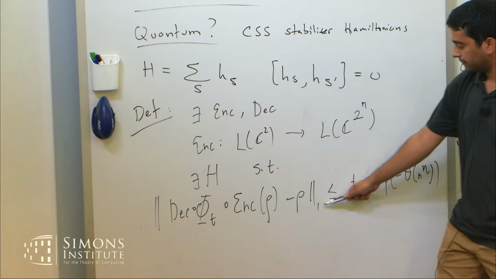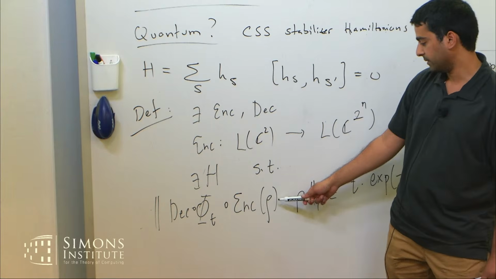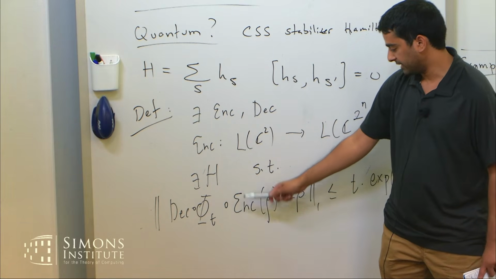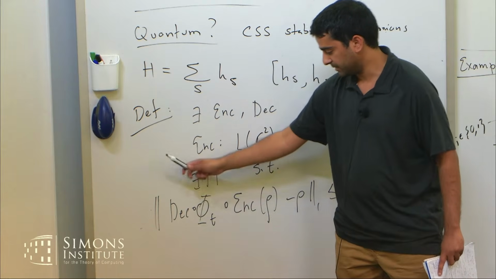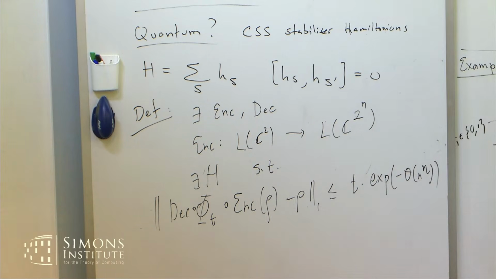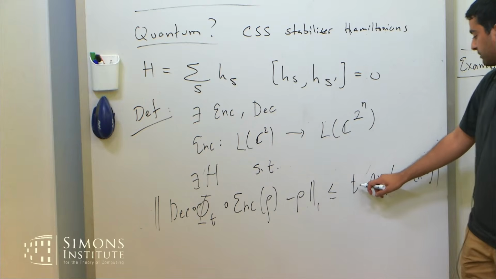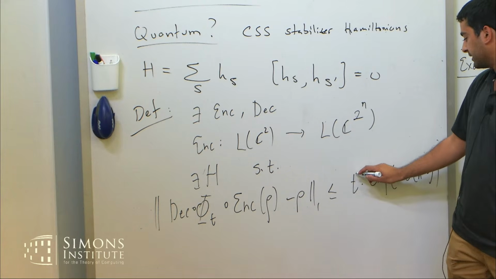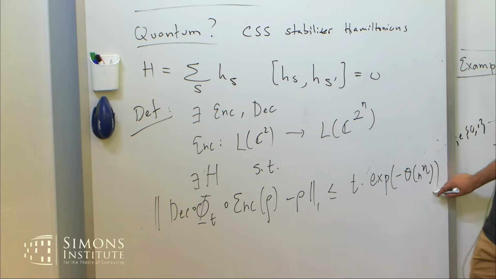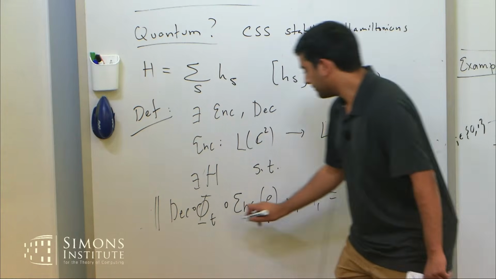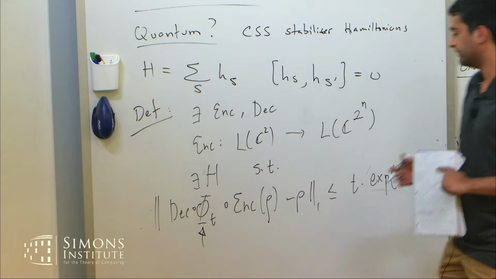So instead of failure probability, it's going to be the trace distance between the dynamics where I encode the state, I run the dynamics for some time t, and I decode the state, and the original state. So I want this to be very small, basically. I want this to scale like t times a quantity which is exponentially small, which again, using a similar definition for the memory time, means that the memory time is also exponential in some power of the number of qubits.